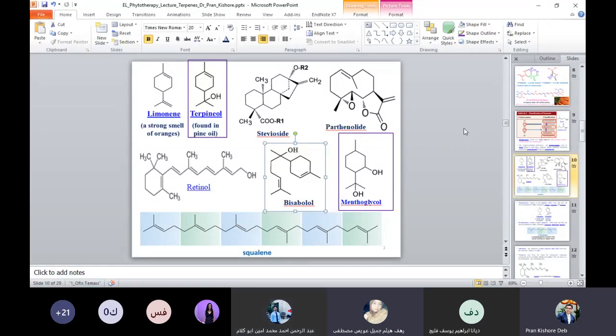Now, other than these 4 methyl groups, how many cyclic carbon? 6. So 4 plus 6, 10. Now, other than this, how many carbons are left over in the structure? 5. Below the OH, you can see 1, 2, 3, 4, 5.